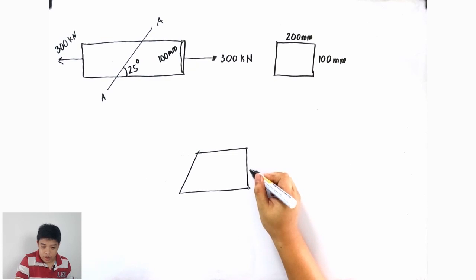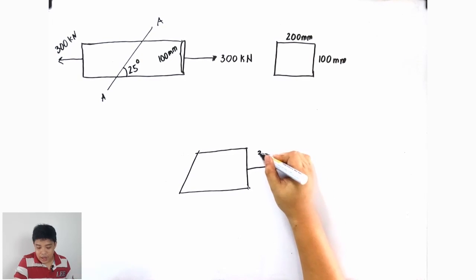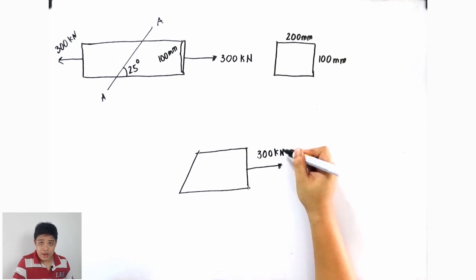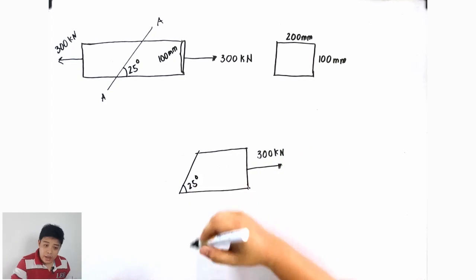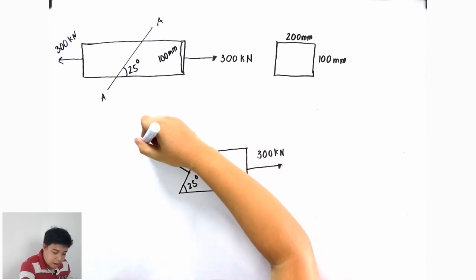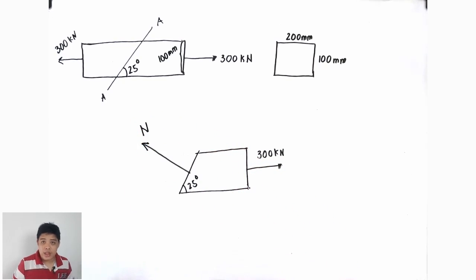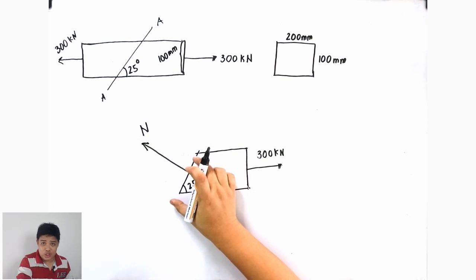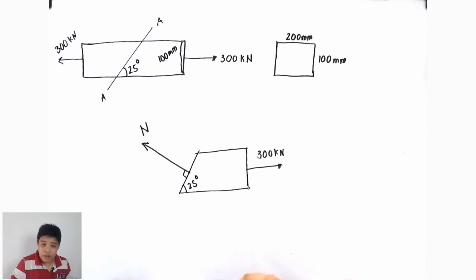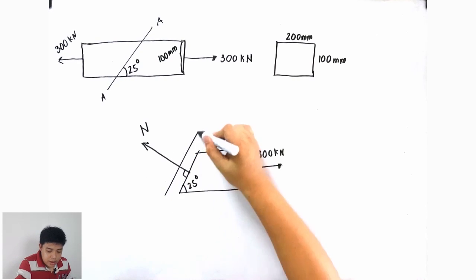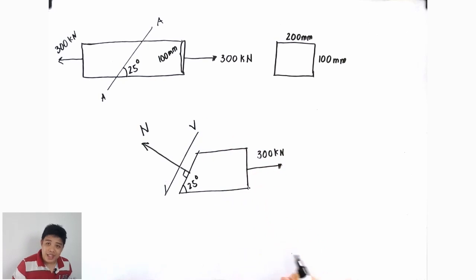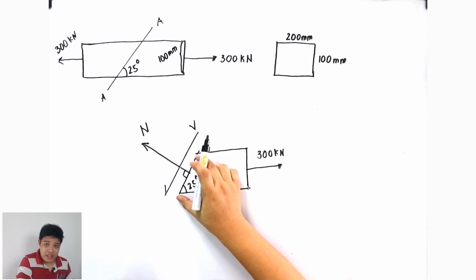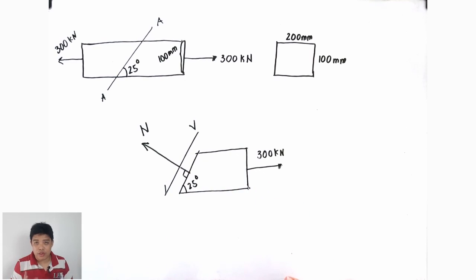And then you have here a 300 kilonewton force. This is 25 degrees. And then this one, let us put an arrow here to represent the normal force acting on this section area A-A. So this is 90 degrees, of course. We apply the shearing force, letter V. Take note that the normal and shear force should act perpendicular to each other because shear should be parallel to the area section A-A. Since these three forces are in equilibrium, we can create a force triangle out of it.